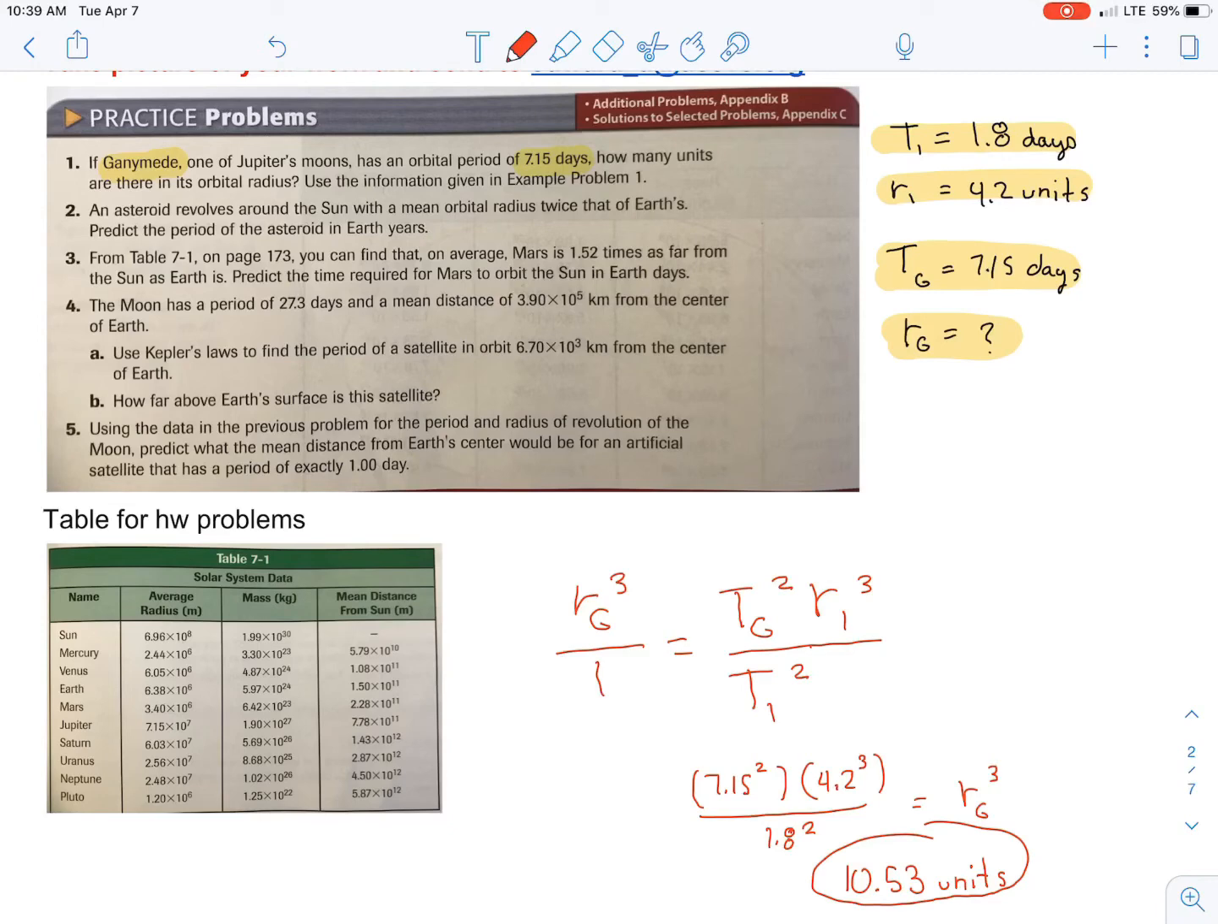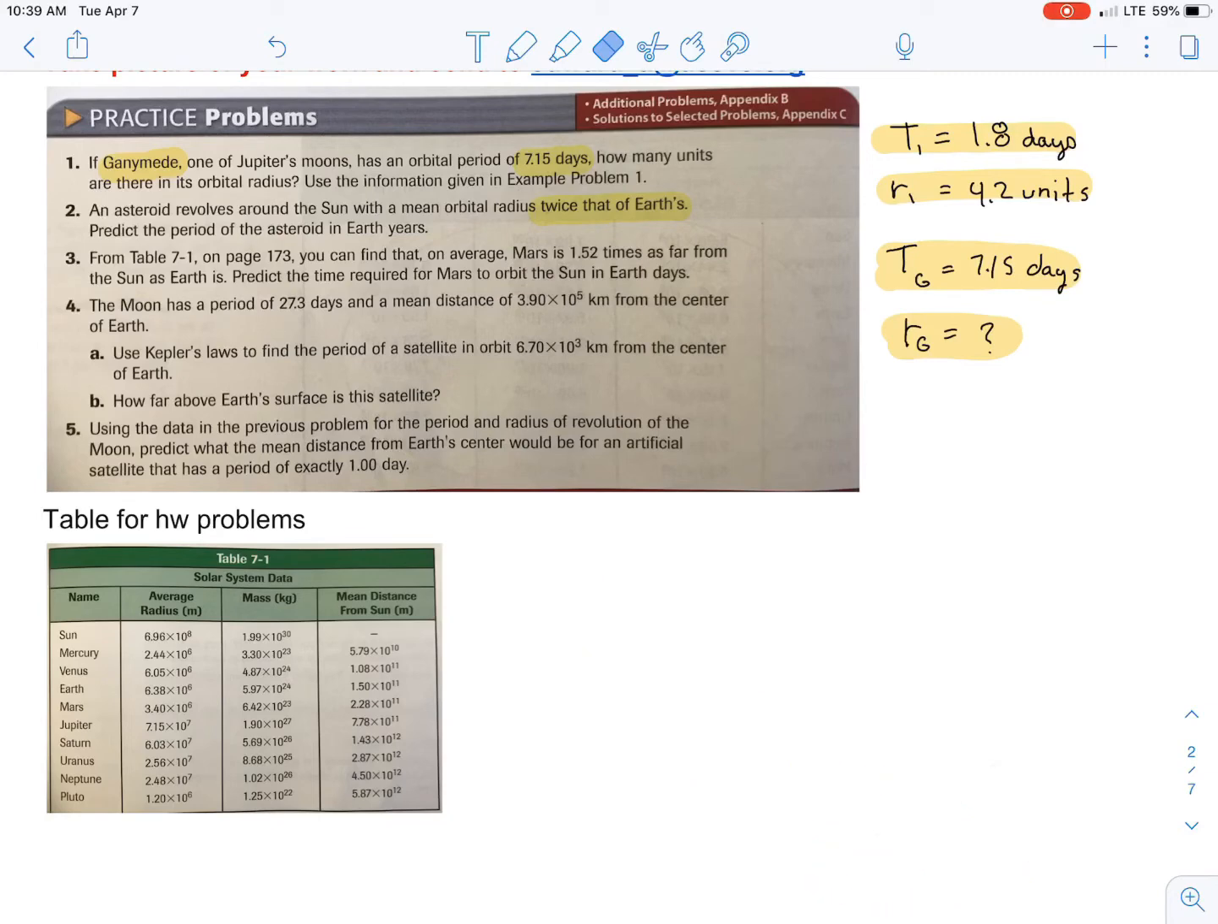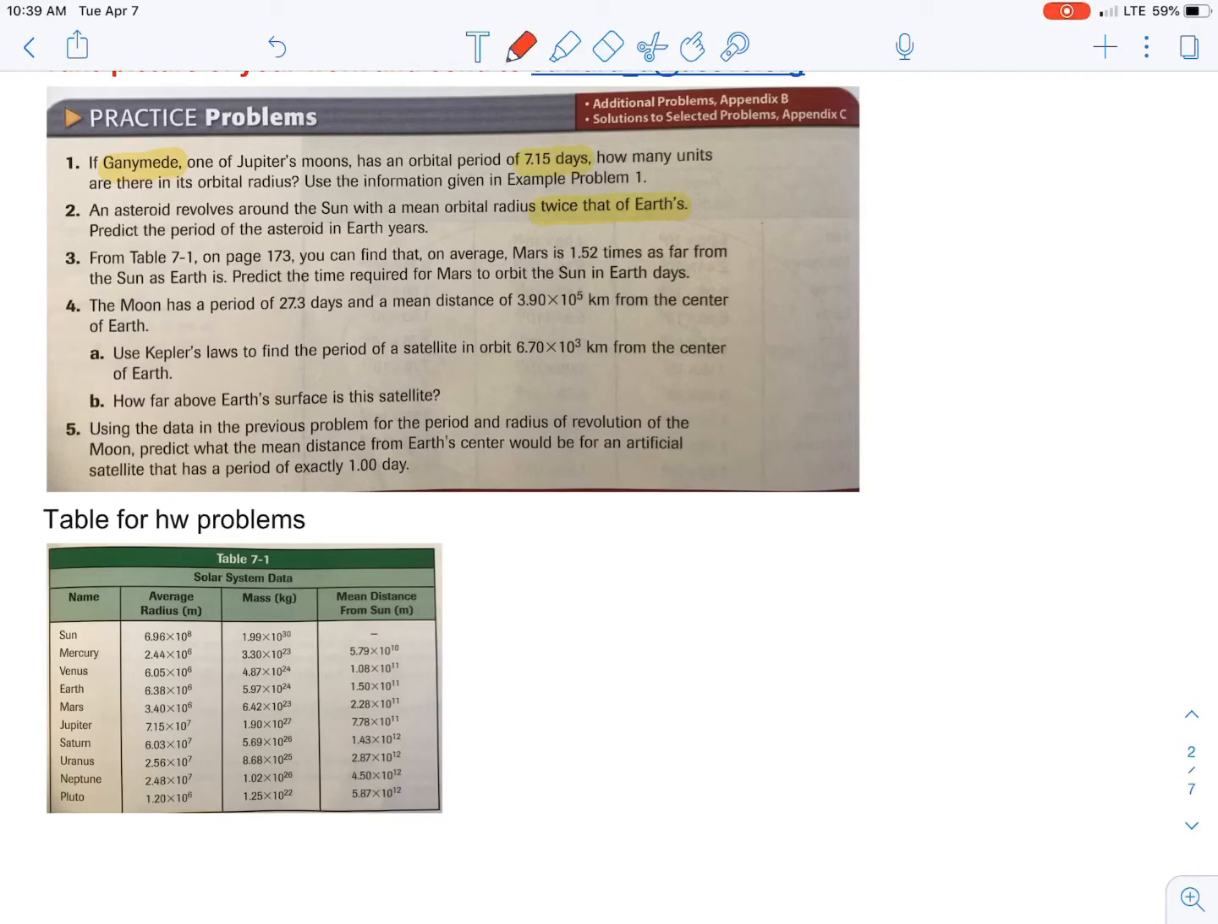All right? Now I want you to try the next 3 problems. Before we do that, let's look at this. An asteroid revolves around the sun, with a mean orbital radius of twice that of the Earth. Twice that of the Earth. Okay, what I'm going to do is write these givens out for this next one for you. I won't do the problem. I'll just write out the givens. And we can take a little shortcut. So it says that its radius is twice the Earth.